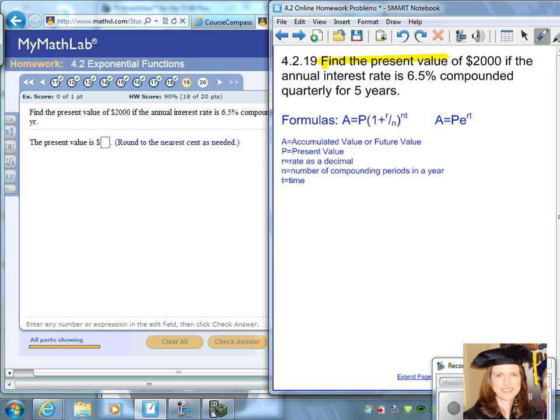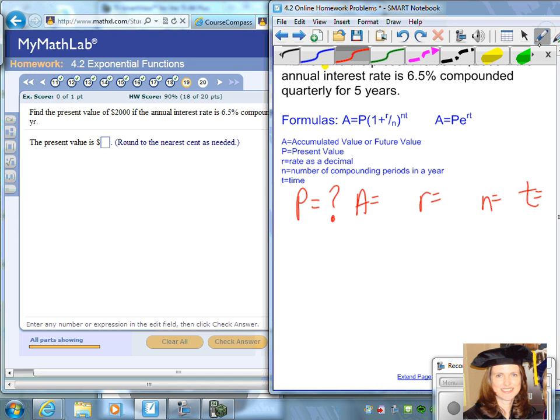So what we are looking for out of all these variables, P, that's going to be our unknown. So we need to know what A is, the accumulated value, R, the rate, N, the number of compounding periods, and T, the time. If we can plug in A, R, N, and T, we can solve this equation for P, the present value.